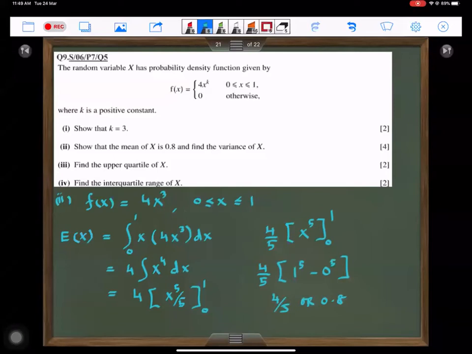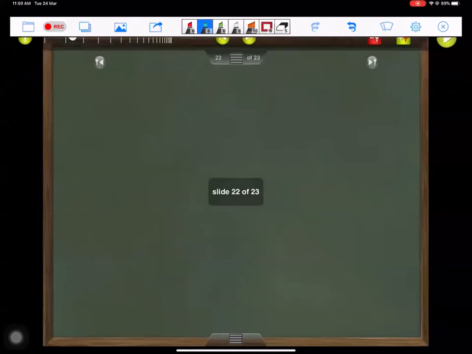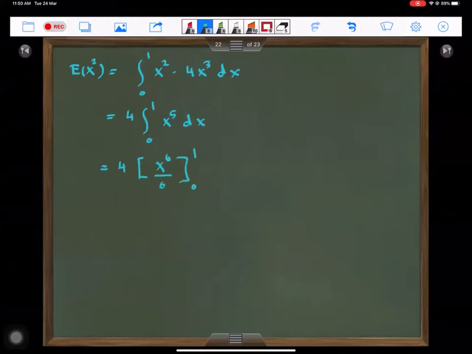Find the variance of x. Expectation of x squared is the integral from 0 till 1 of x squared into 4x cubed dx. 4 outside, 0 till 1, x^5 dx. 4 outside, x^6 over 6 between the limits 0 and 1. 4 over 6 is 2/3. 1 to the power 6 minus 0 to the power 6. That comes out to be 2/3.